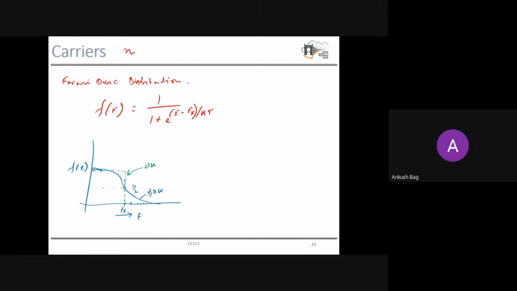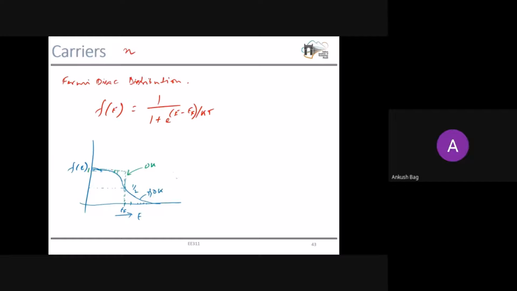Here you can see it is not exactly 1, while here it is exactly 1, and this is half. So this represents the whole concept. And from this particular equation you can also understand that if we consider 0 Kelvin, T equals 0, then you will also find that it will be half. So this is the concept of Fermi level.